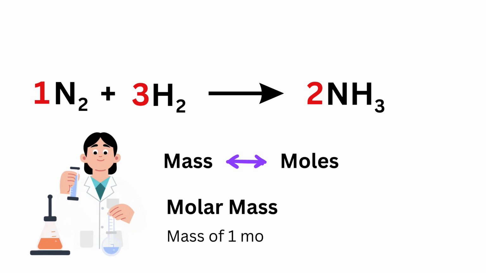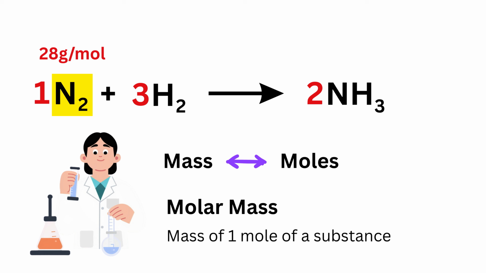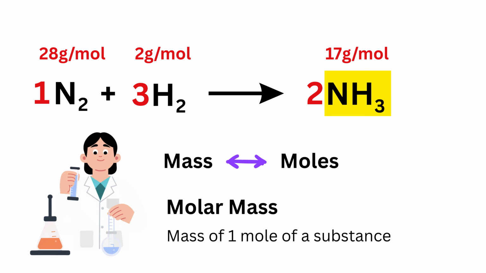Molar mass tells us the mass of 1 mole of a substance. For example, nitrogen gas has a molar mass of 28 grams per mole. This is because each nitrogen atom has an atomic mass of approximately 14, and there are 2 nitrogen atoms in a nitrogen molecule. Similarly, ammonia has a molar mass of 17 grams per mole. These values allow us to move between grams and moles whenever needed.